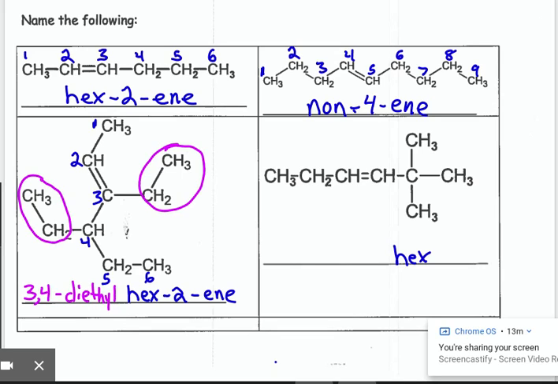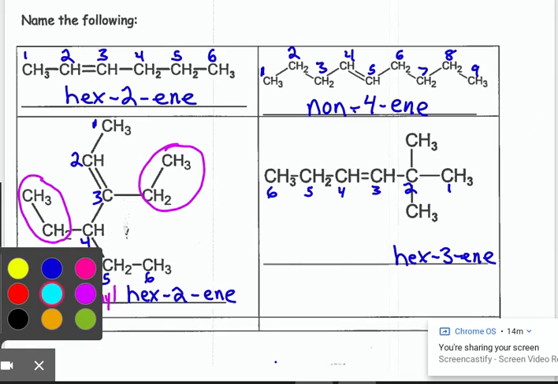And we have to number our carbons to give the double bond the lowest possible number. So I think we're going to go this way. 1, 2, 3, 4, 5, 6. So our double bond starts on 3, so hexene. And we have 2 methyl groups bonded here. So we go 2,2-dimethyl.